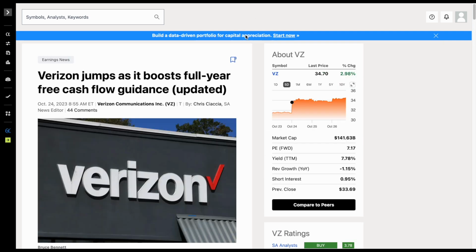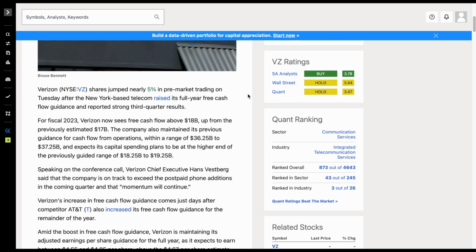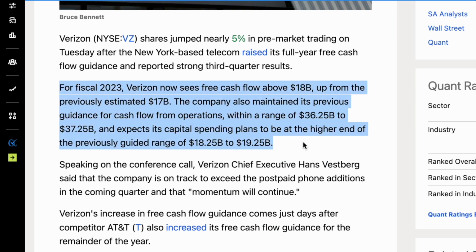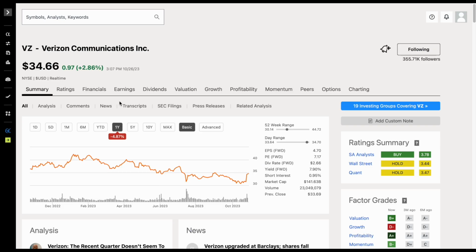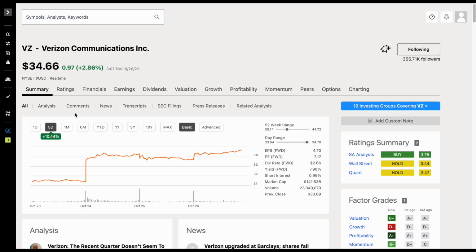What I think is even more important is that Verizon was able to jump after it boosted its full-year free cash flow guidance. So if we scroll down here just a little bit, we can see for fiscal 2023, Verizon now sees free cash flow above $18 billion, up from the previously estimated $17 billion. In my opinion, I think that's a big deal and a huge reason that we saw the recent spike up in the share price. The company also maintained its previous guidance for cash flow from operations within a range of $36.25 billion to $37.25 billion and expects its capital spending to be at the higher end of the previously guided range of $18.25 billion to $19.25 billion. So again, I think the bump up in free cash flow is really why we've seen this recent bump up in the share price for this company.